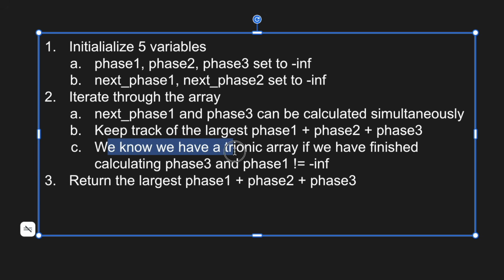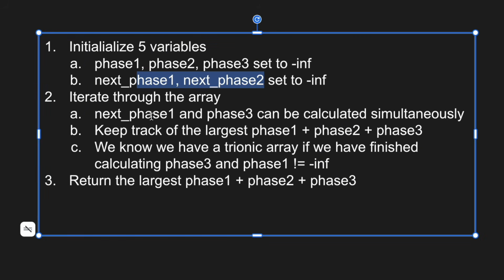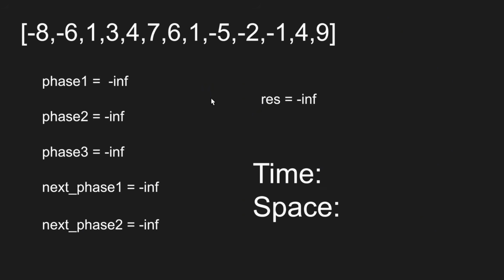And we know that we have a Trionic array that we can calculate if we have finished calculating phase 3 and phase 1 does not equal -infinity, like how it was initialized. And finally, we want to return the largest phase 1 plus phase 2 plus phase 3. So this is kind of broad, but I'll go into more detail in the example walkthrough on how these variables will be kept track of and calculated, and it will be in even more detail when we get to the coding part. So let's go over this example real quick.